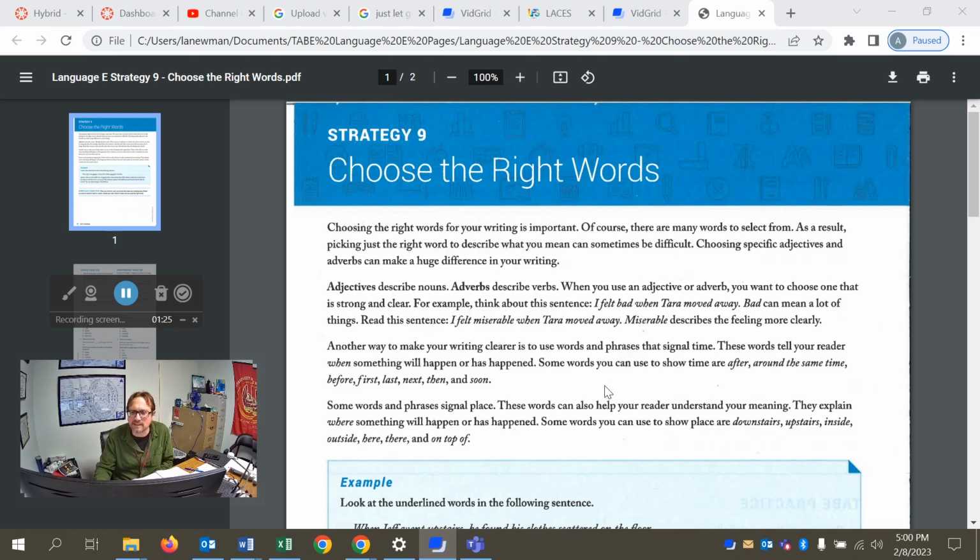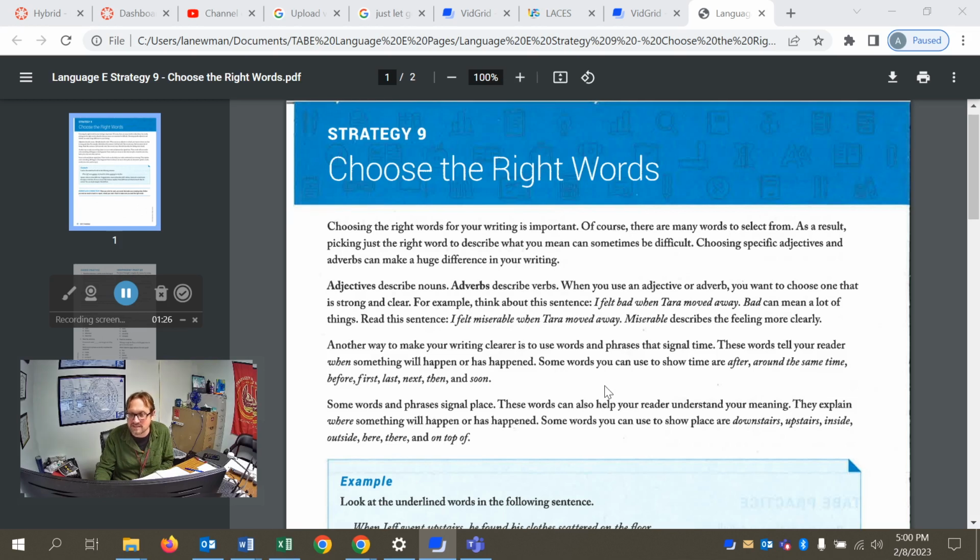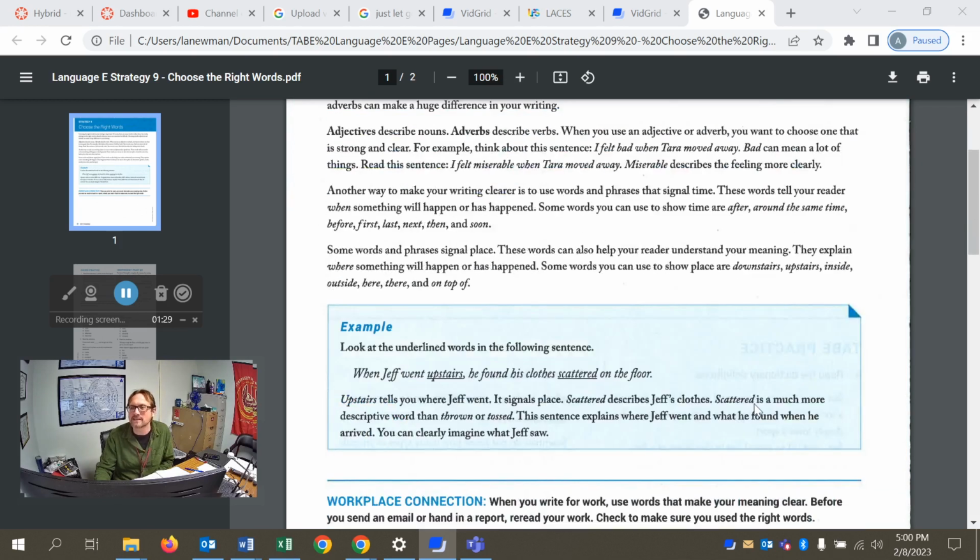Another way to make your writing clearer is to use words and phrases that signal time. These words tell your reader when something will happen or has happened. Some words you can use to show time are after, around the same time, before, first, last, next, then, and soon. So these words, we're not talking about a specific time of day, but time in relation to something else, like before, after, last, next, then, and so on.